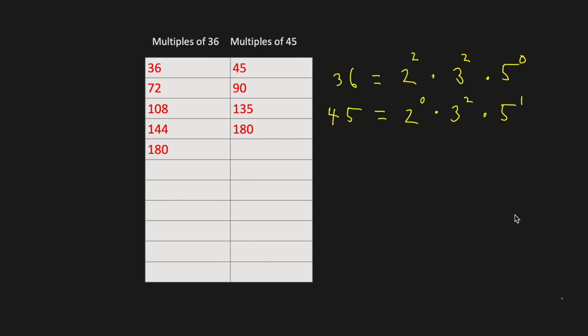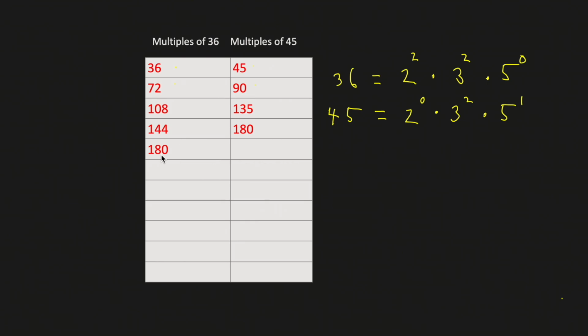We use two methods. The first method, we list the multiples of both numbers. The multiples of 36 in the first column: 36 times 1 is 36, times 2 is 72, and so forth. We list the multiples of 45 in the second column: 45 times 1 is 45, times 2 is 90, and so on.